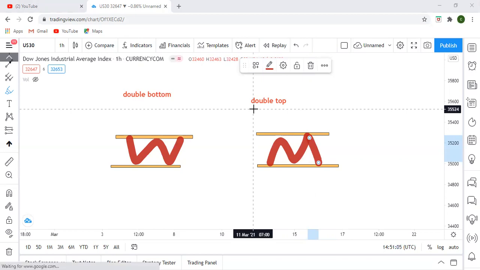So we are left with two reversal patterns: your head and shoulder, and your inverse head and shoulder. We have a head, and then those shoulders like a human being. Even these are indicating that we are having a change in direction.